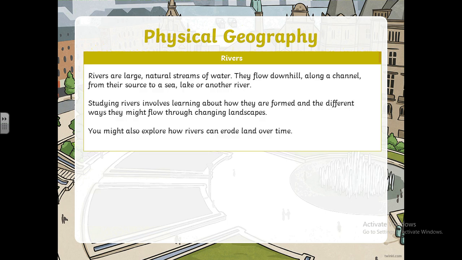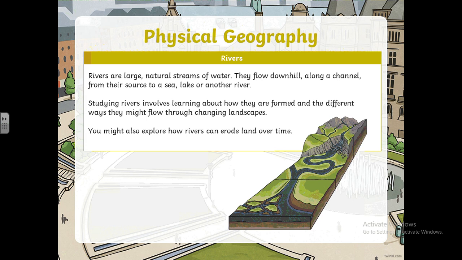And rivers is another one we're going to be looking at in more detail over this geography unit. So rivers are large natural streams of water. They flow downhill along a channel from their source to a sea, lake, or another river. Studying rivers involves learning about how they're formed and the different ways they might flow through changing landscapes. You might also explore how rivers can erode land over time, which means the land will crumble away as rivers pass through them. So we're going to be looking more at rivers as the weeks go on.